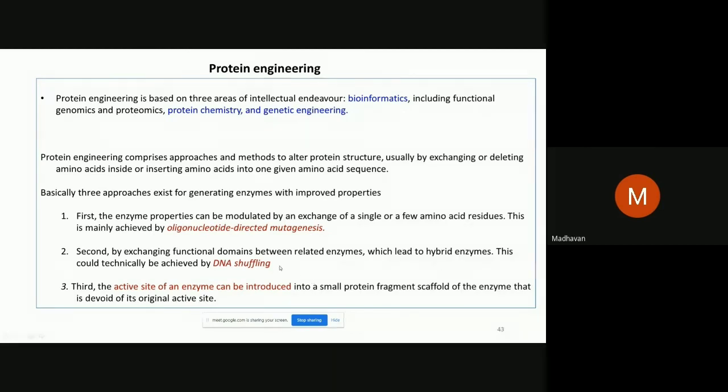Hybrid enzymes can be made by DNA shuffling systems and other approaches. Third, you can introduce an active site into, say, a small protein fragment which doesn't have what is required to be an enzyme. What is required is an active site. This active site you can put into a protein scaffold, so that a small protein fragment can work as an enzyme. So like that, plenty of options are coming up now, and now CRISPR technology, for improving the properties of enzymes. So ample options are available now to look into the microbial process.